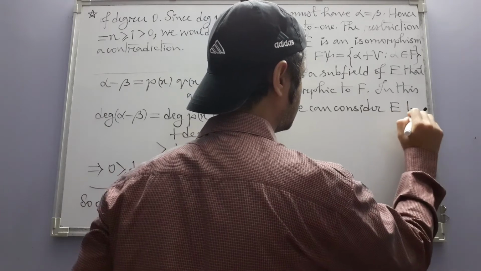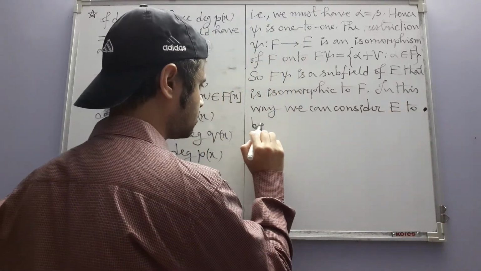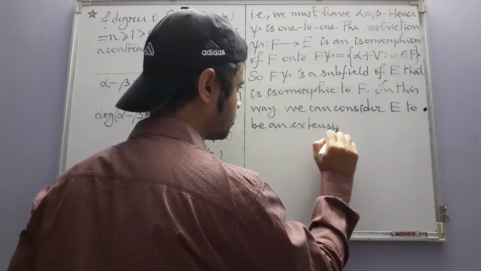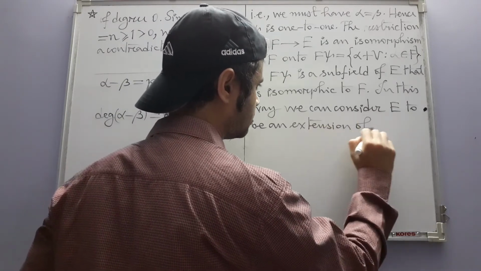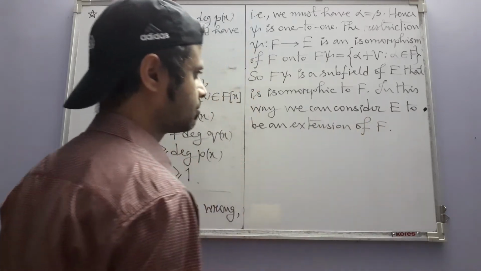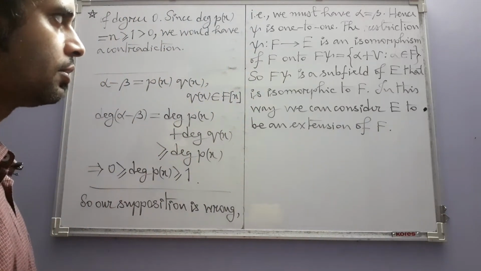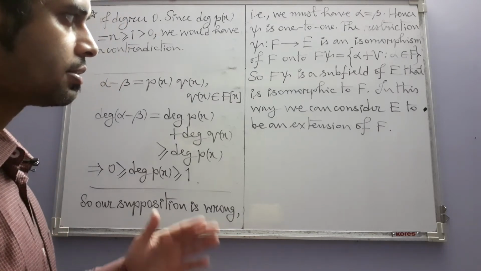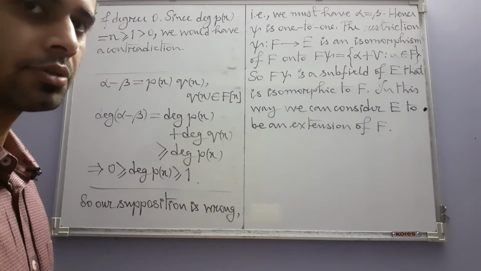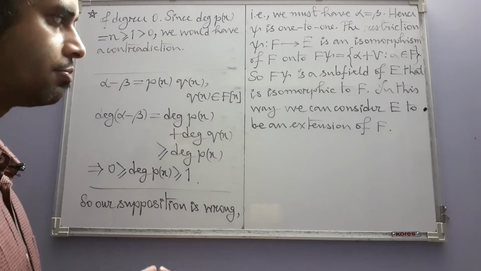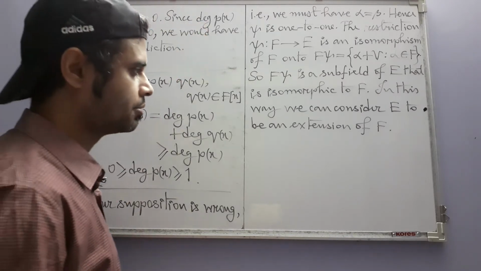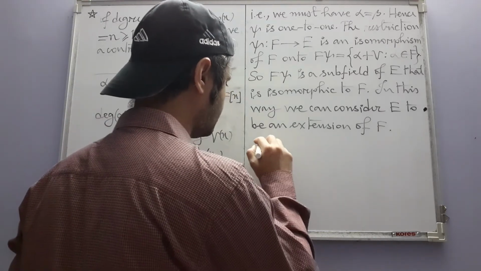Consider E to be an extension of F. Now we are going to show next that E is in fact a finite extension of F, and its degree over F is equal to n, the degree of our original irreducible polynomial.